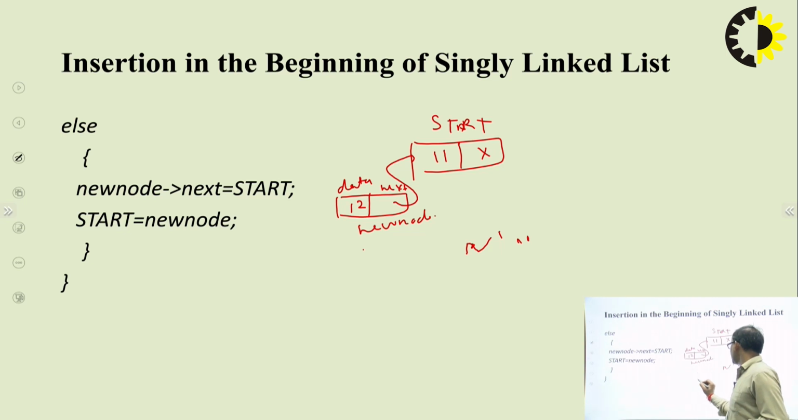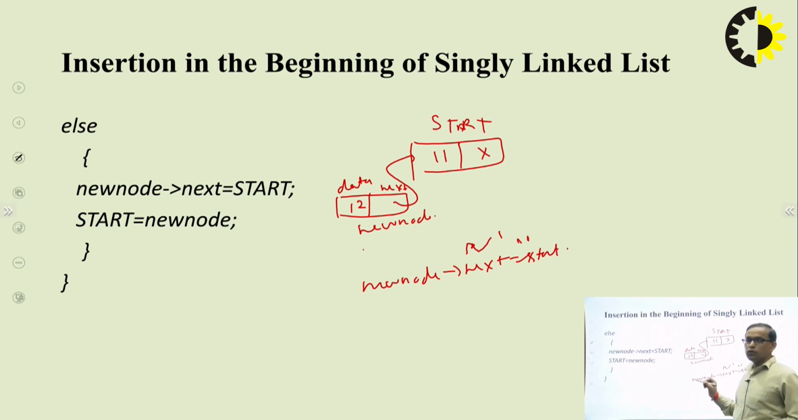So what we will do: new node arrow next is equal to start. Because we are going to insert this node in the beginning of the linked list, this node will be added before this node. So the next field of this node will contain the address of this node, and since this node is represented by start, that's why we have said here new node next is equal to start.